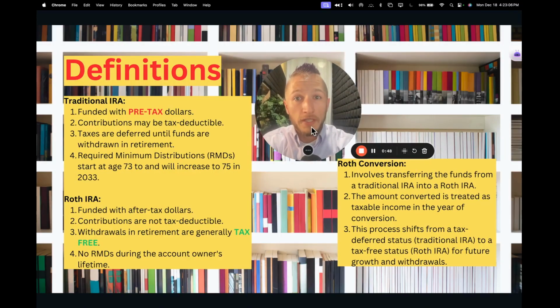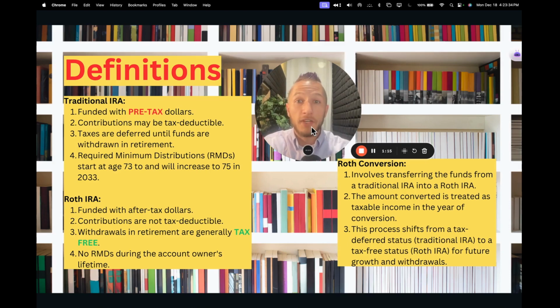In order to explain this concept, I need to make sure we all understand exactly what we're talking about. A traditional IRA is funded with pre-tax dollars, meaning the dollars that go in are never getting taxed. Then when you pull them out at retirement, you would be taxed at that time. There are going to be required minimum distributions that could be applicable to IRAs. Those are just the government saying, hey, you're old enough, you need to start pulling money out of your IRA if you have not done so already.